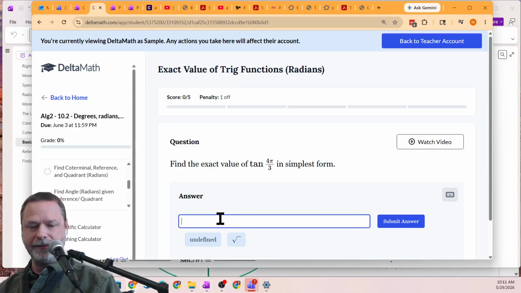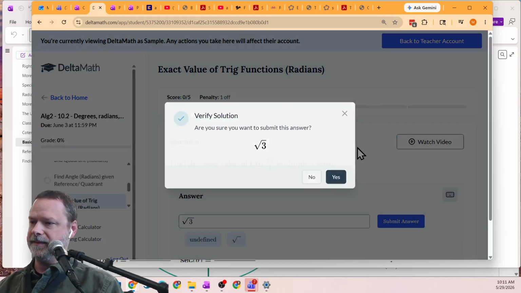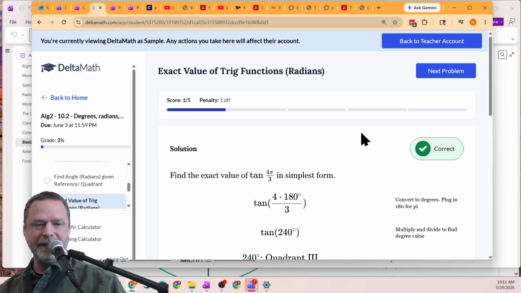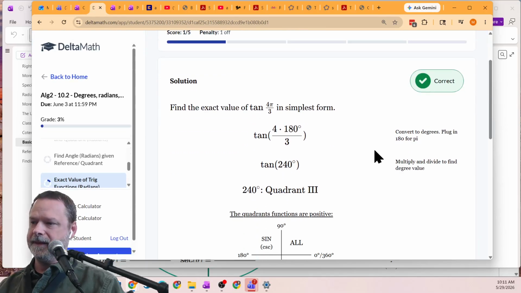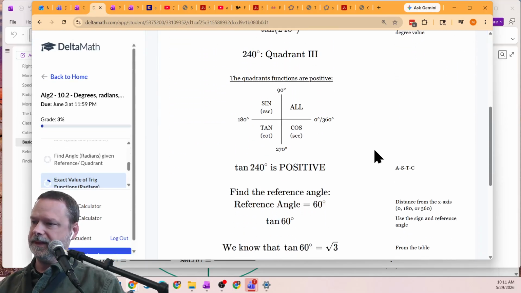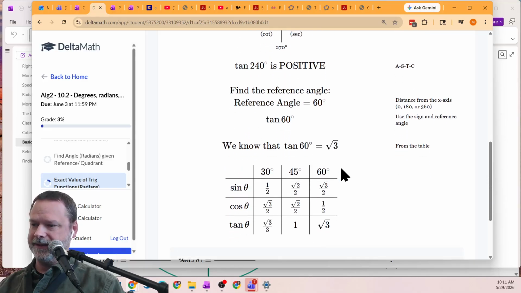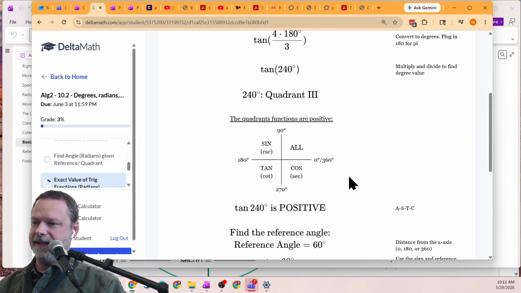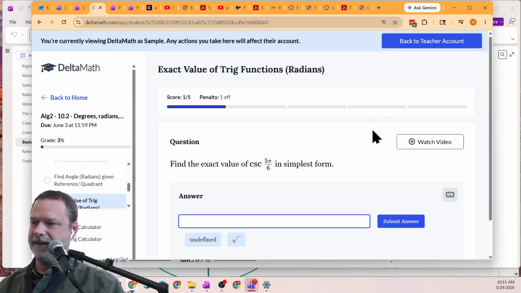Let's type in root 3. Root 3. Of course, I'm using Delta Math. I love Delta Math. And there you go. Piece of cake. We got it right. And it does all this other stuff, but I like the way I did it, of course, obviously.